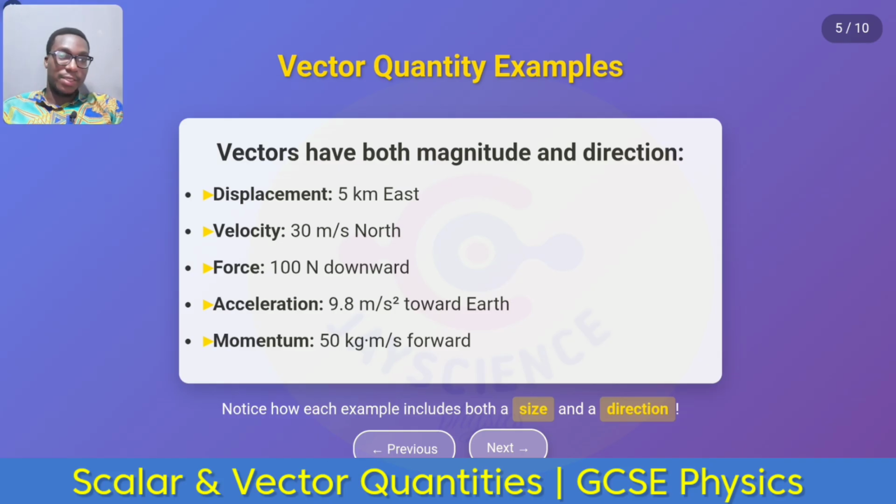So you have the typical examples here: 5 kilometers due east in terms of displacement. You have 30 meters per second due north, east, west, south, and all of those things. For force, you can say 100 newtons downwards, 100 newtons upwards. Acceleration towards the earth, 9.8, sometimes we round it up to 10 meters per second squared. Momentum is basically mass times velocity.